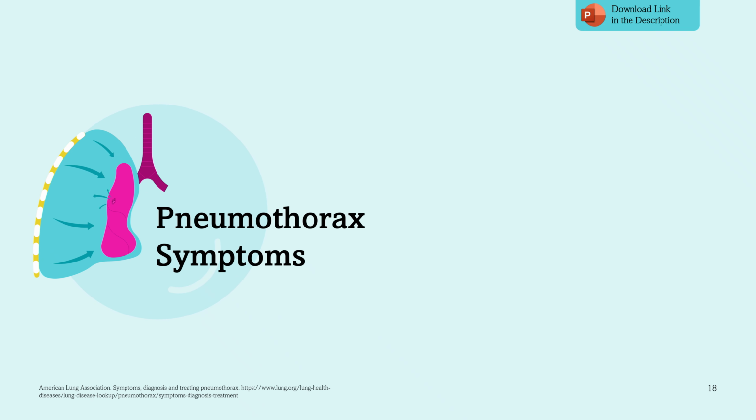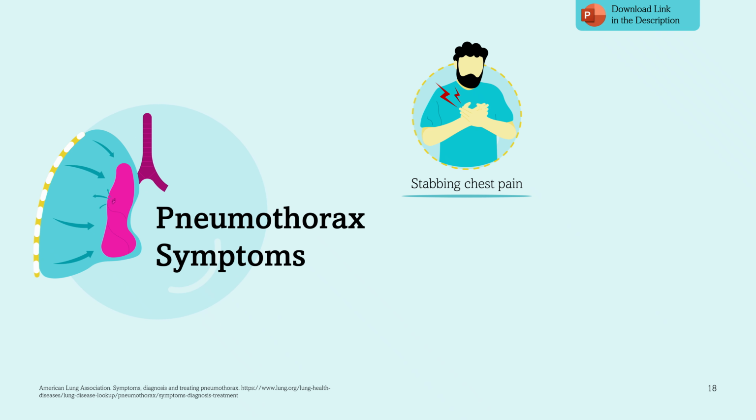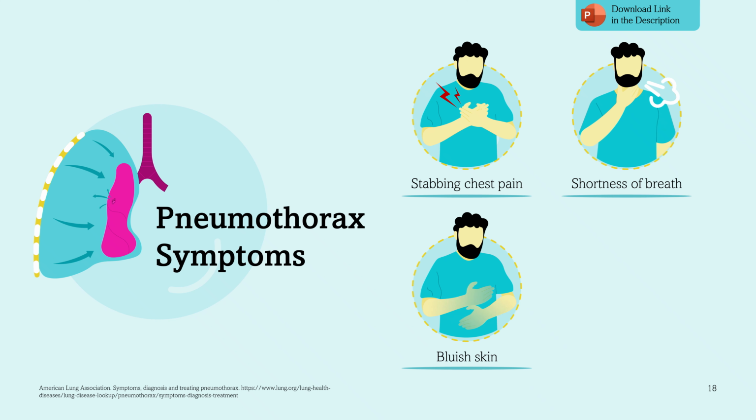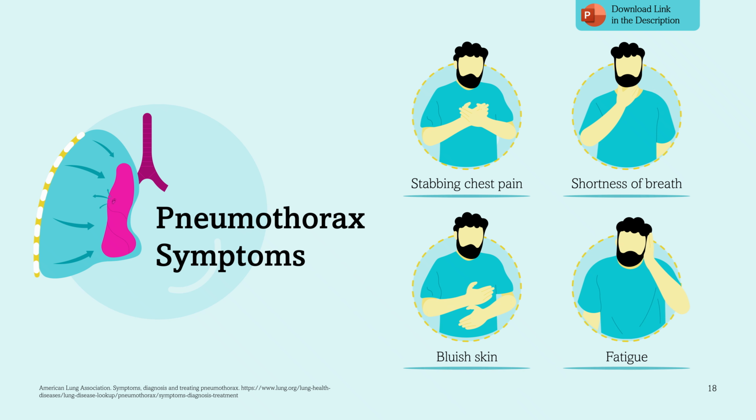Pneumothorax typically presents with sudden stabbing chest pain and acute shortness of breath, the hallmark symptoms. In severe cases, patients may develop bluish skin discoloration and profound fatigue, signaling respiratory compromise and the need for immediate evaluation.